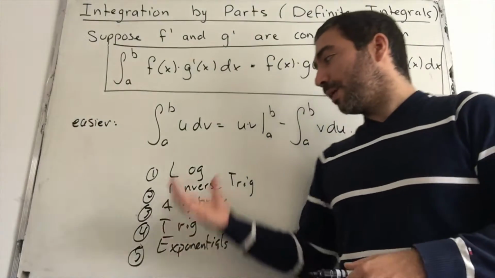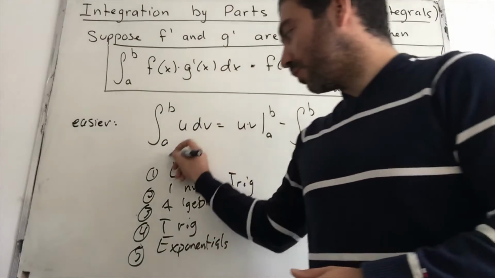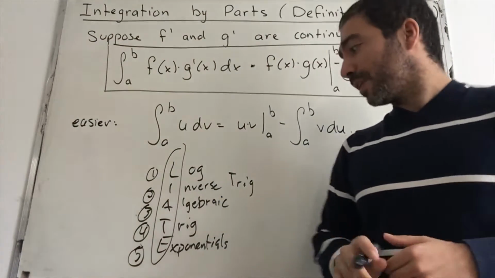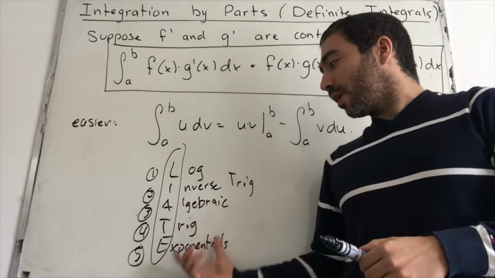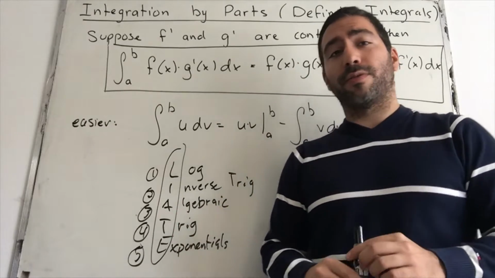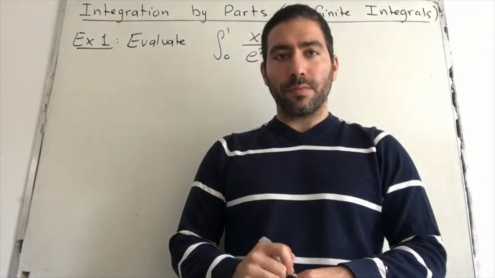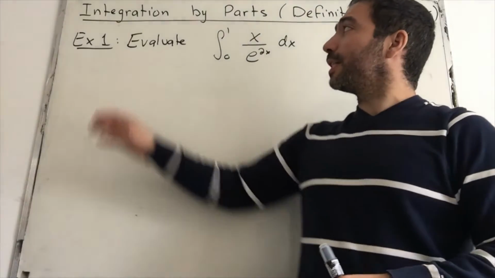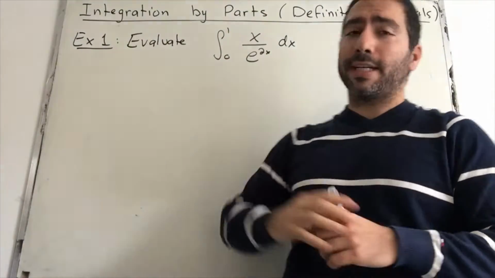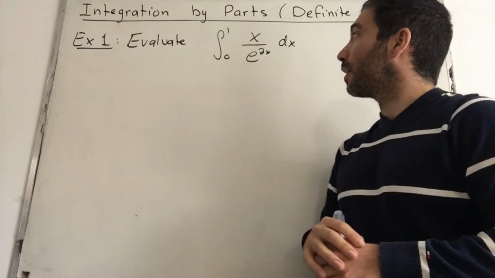Okay, so keeping LIATE in mind, this is the acronym we're using to choose our u. Let's go ahead and solve our problems. Okay, so in our first example, it says to evaluate the integral from 0 to 1 of x divided by e to the 2x dx.